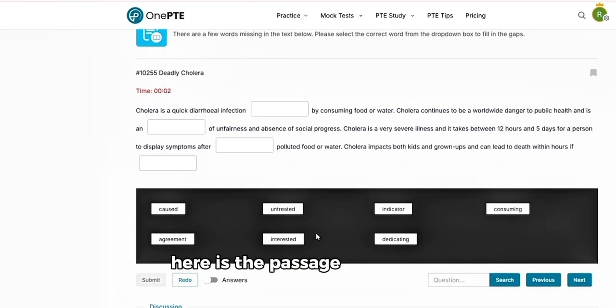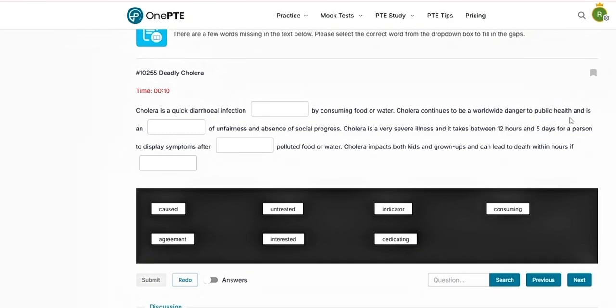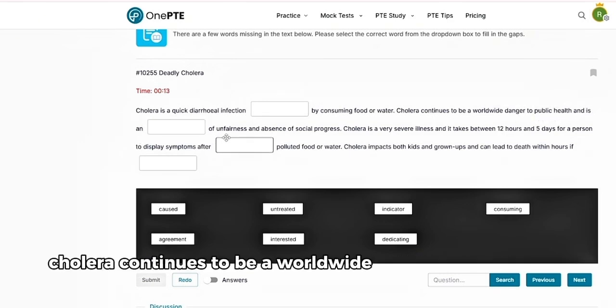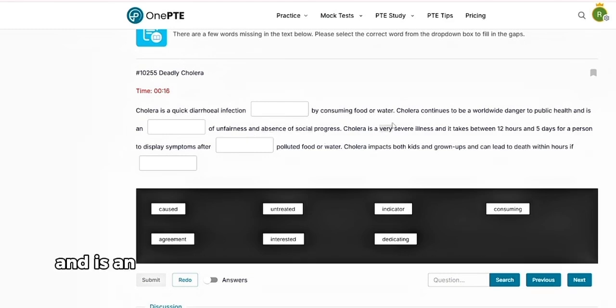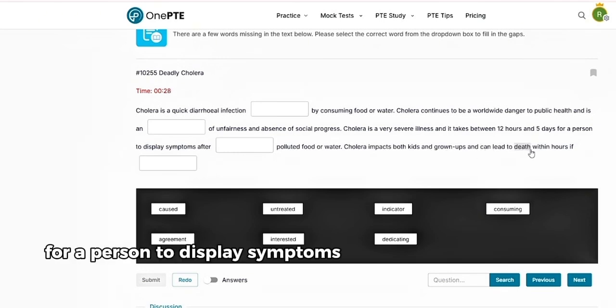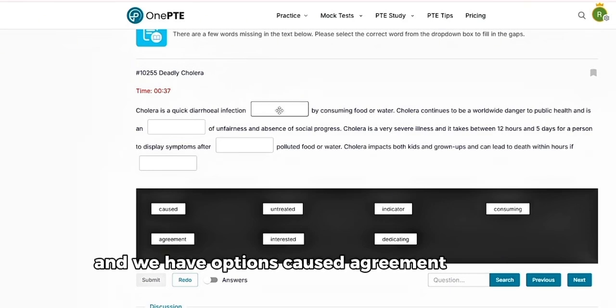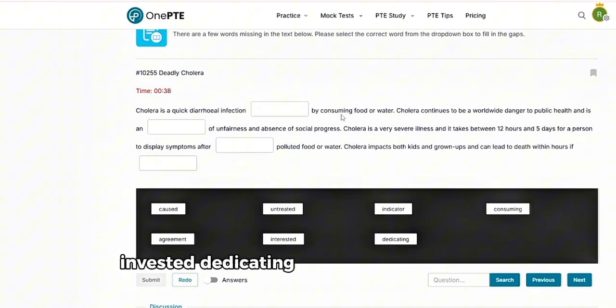Here is the passage showing that cholera is a quick diarrheal infection dash by consuming food or water. Cholera continues to be a worldwide danger to public health and is a dash of unfairness and absence of social progress. Cholera is a very severe illness and it takes between 12 hours and 5 days for a person to display symptoms after dash polluted food or water. Cholera impacts both kids and grown-ups and can lead to death within hours if dash. Okay. And we have options: caused, agreement, untreated, invested, dedicating, indicator, consuming.